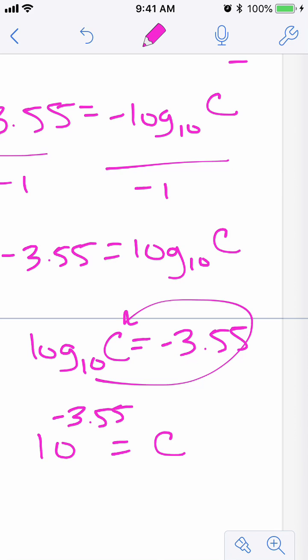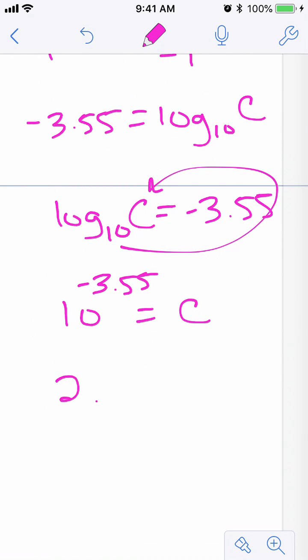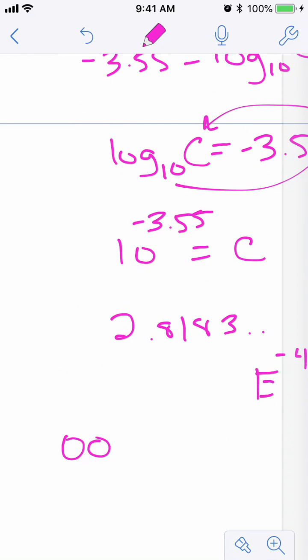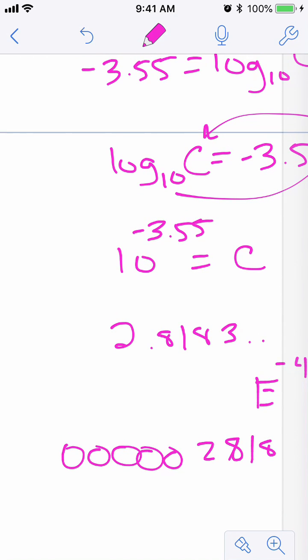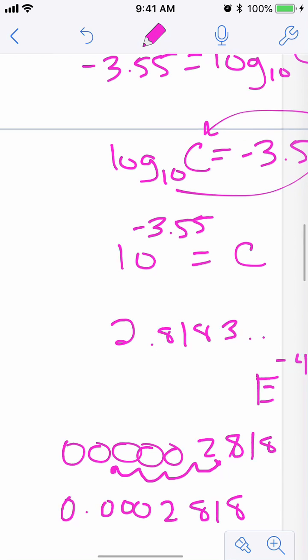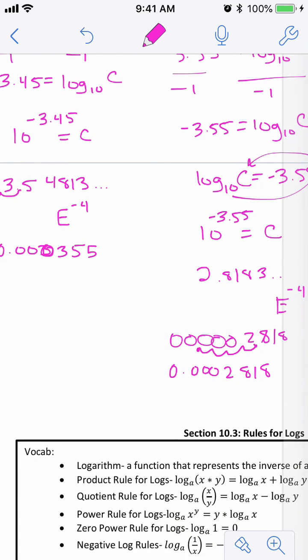And I got a similar scenario where I had 2.8183 e to the negative 4th, which means that decimal place is going back 4 places. So I'll just throw in a bunch of zeros. 28183. Currently it's right here. It's going back 1, 2, 3, 4. So it's 0.0002818. Those are the concentrations between here and here.